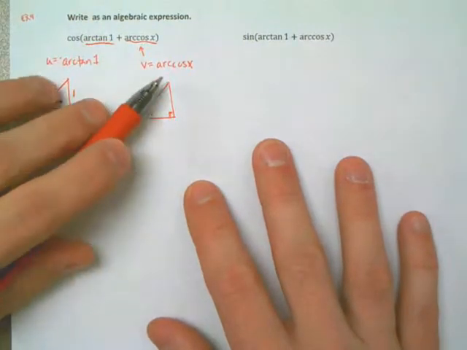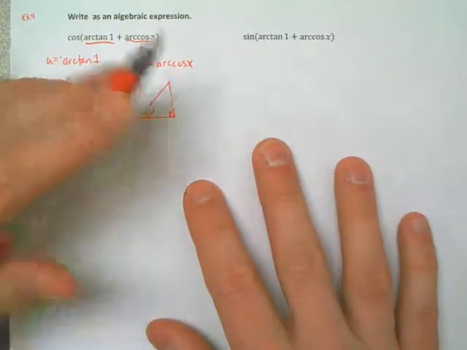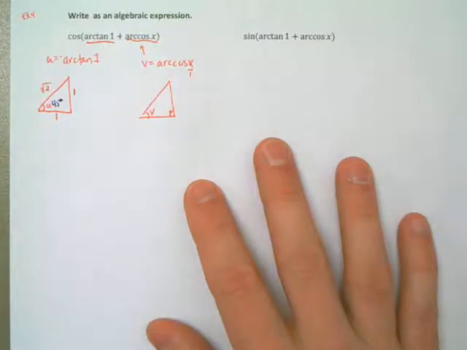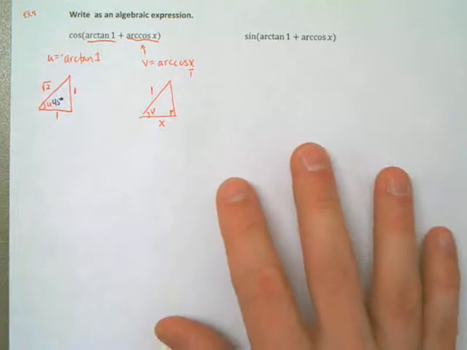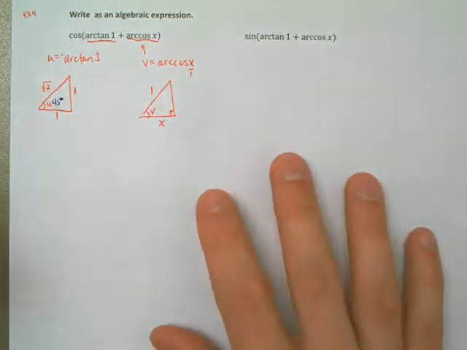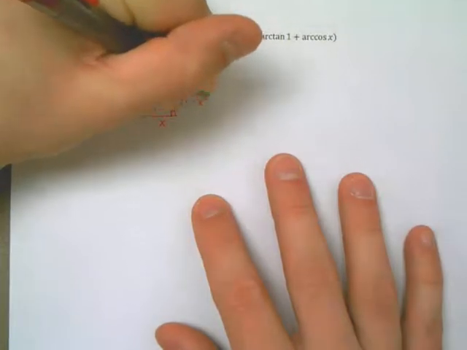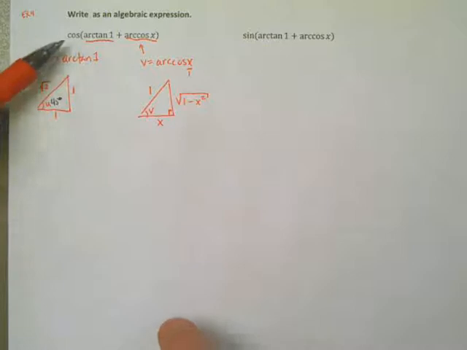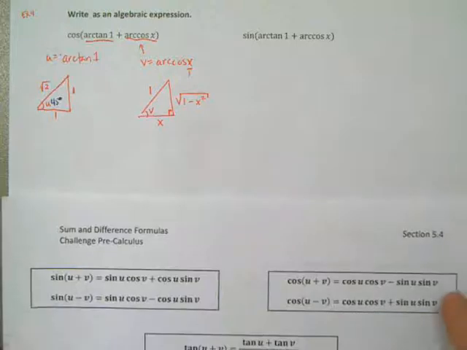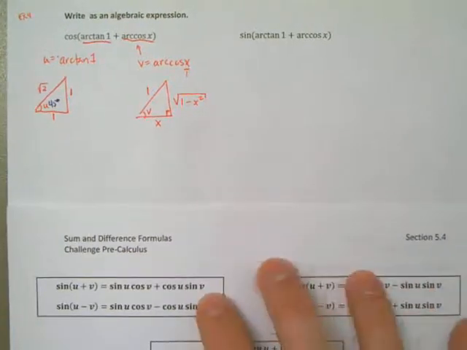Okay. Second triangle. I'm going to draw a triangle here. The angle inside of that is v. According to angle v, it has a cosine of x, which means x over 1. But cosine is adjacent over hypotenuse. And now, if I use Pythagorean theorem, I'll find out that this is the square root of 1 minus x squared. So now I know the opposite side.